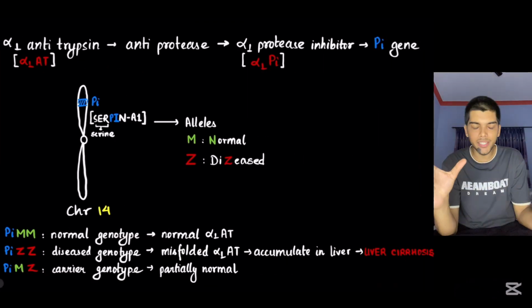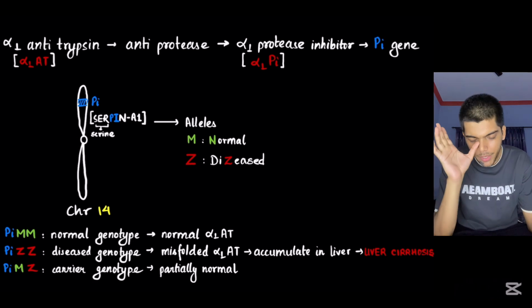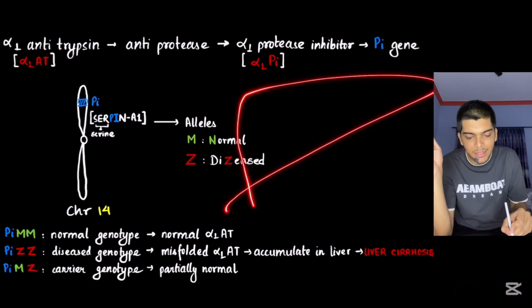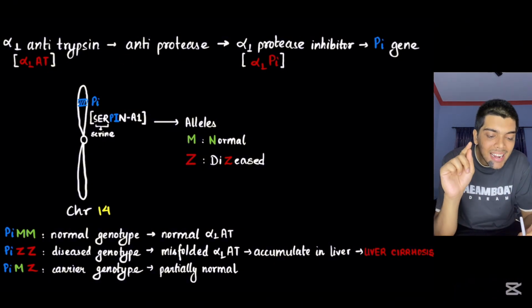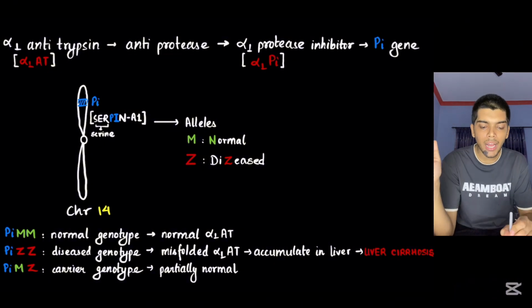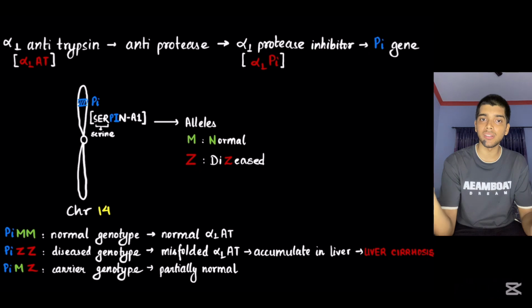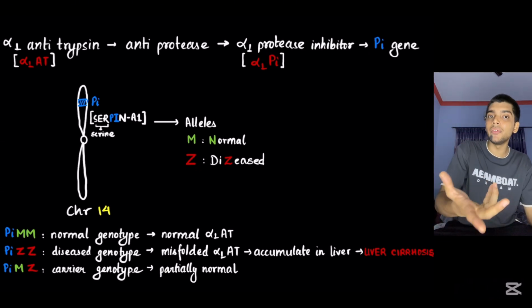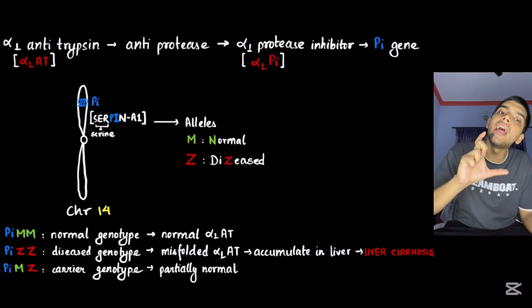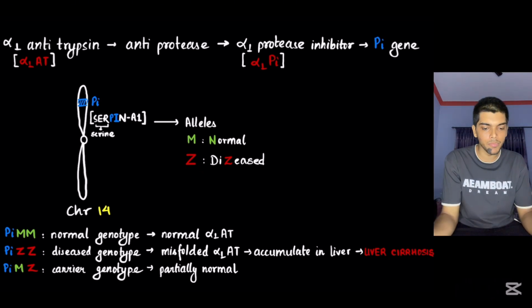Next, genetic reason: alpha-1 antitrypsin deficiency. It's your liver that produces alpha-1 antitrypsin. What is it? It is an anti-protease. So you can also call it alpha-1 protease inhibitor, because it is acting against protease. It is inhibiting the activity of protease. So it is alpha-1 protease inhibitor, right?